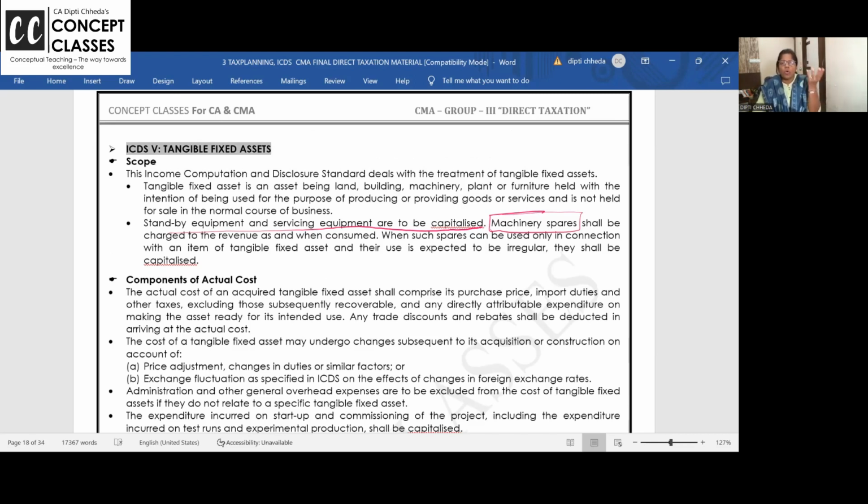Unless spares are so costly, like I told you. You have a tempo for transporting your goods to all your clients, and you have changed the tires of the tempo. These new tires are obviously going to give you benefit for the coming 4-5 years. Then even though these are spare parts, tires and all, you need to capitalize in the book.